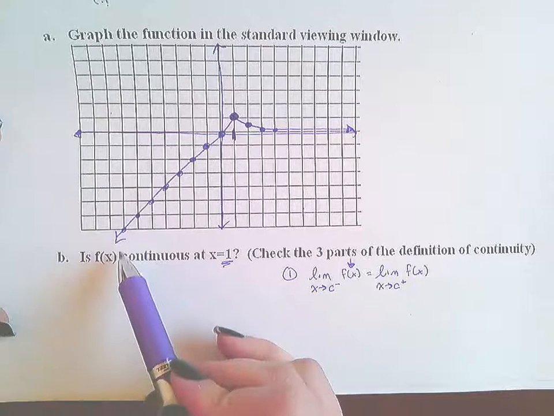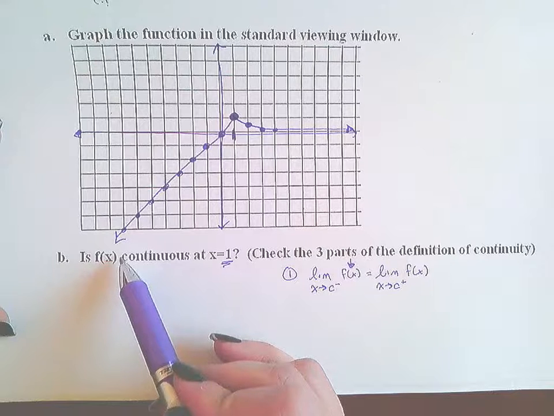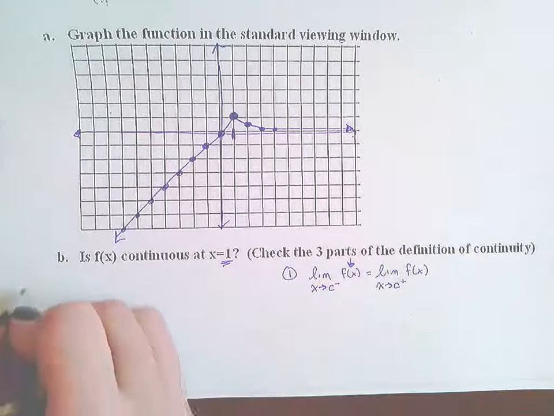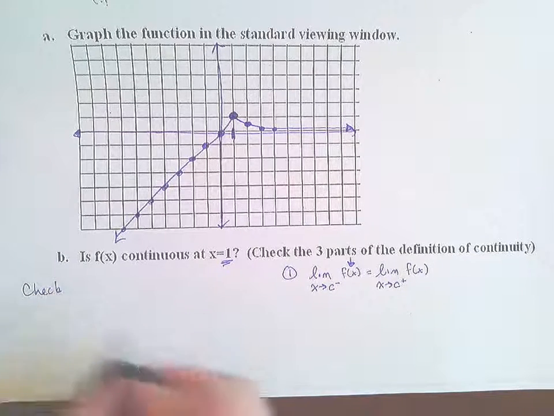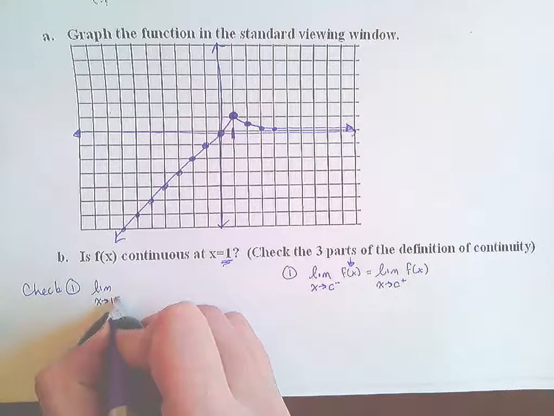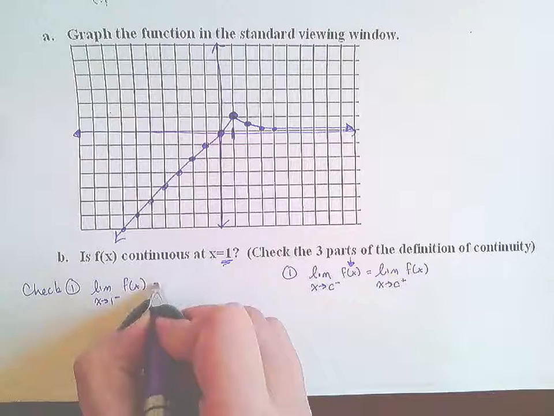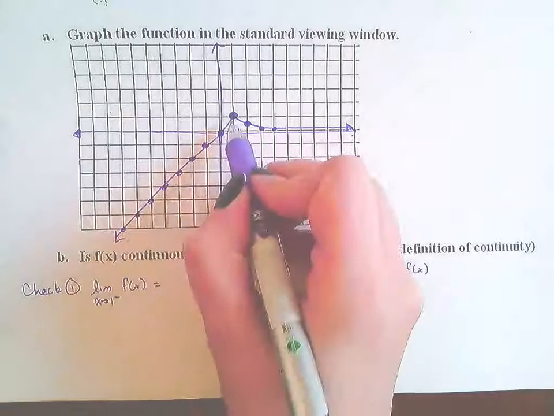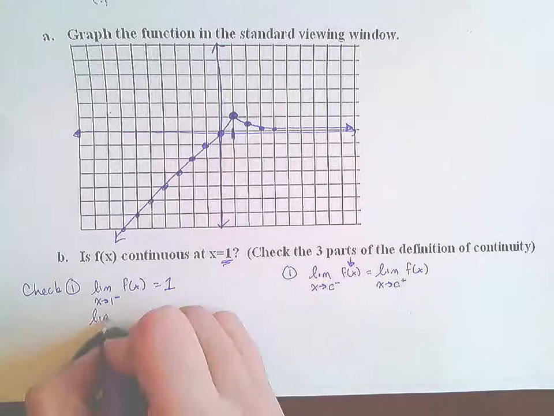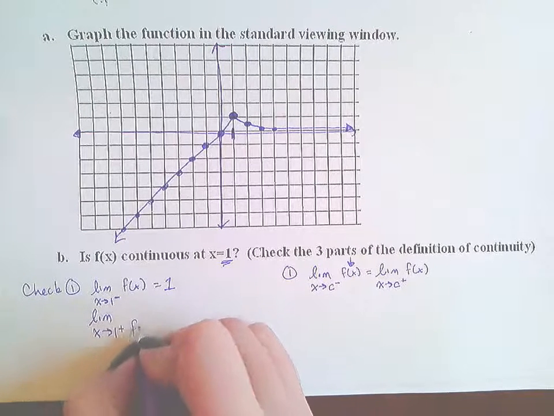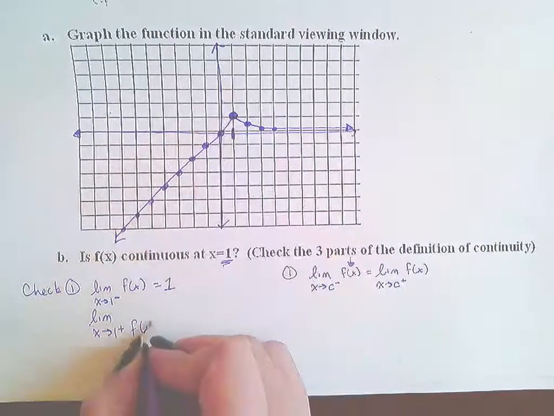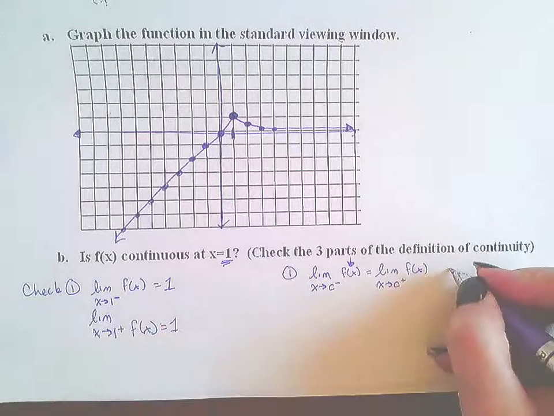So let's check number 1. The limit as x approaches 1 from the left of f of x is what? As I approach 1, my limit is 1. And does that equal the limit as x approaches 1 from the right? So as I approach 1, my y is 1. So far so good. 1 checks out.